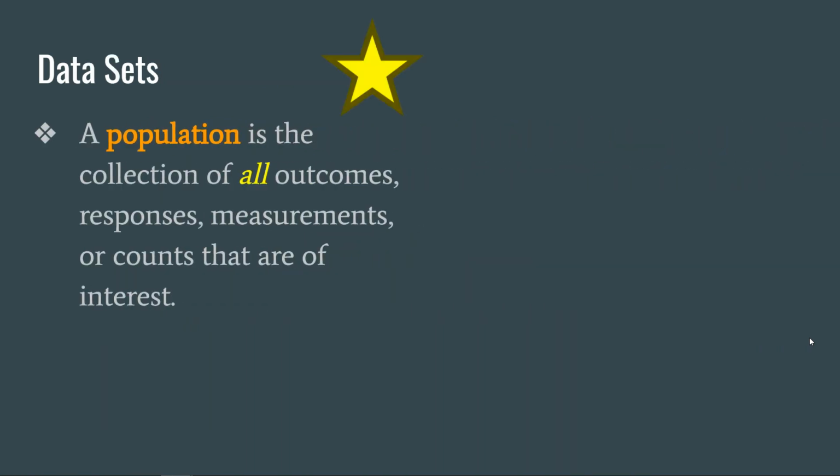Okay, so we're going to talk about data sets next. A population is the collection of all outcomes. Keyword there is all. All outcomes, responses, measurements, or counts that are of interest. A population is literally every person in that population. Anybody you can think of that would have a response to whatever you're trying to find out about is part of the population.